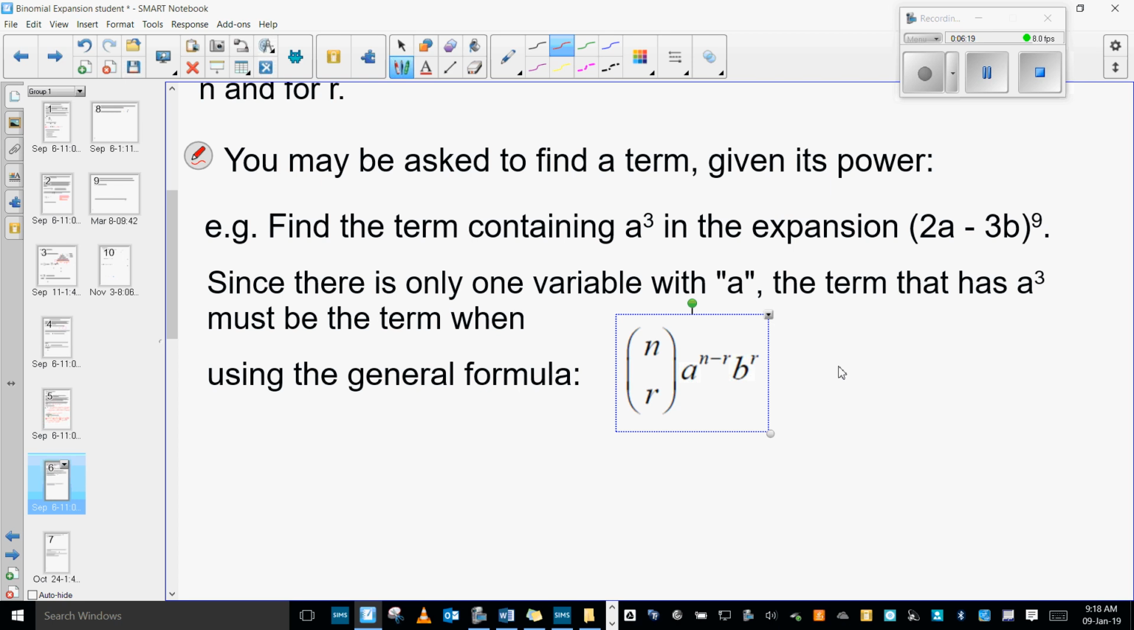And we're going to establish these things. Maybe it helps to start saying, right, what's our value of n in our question? 9. And what's our a? 2a, yeah. And what's our b?